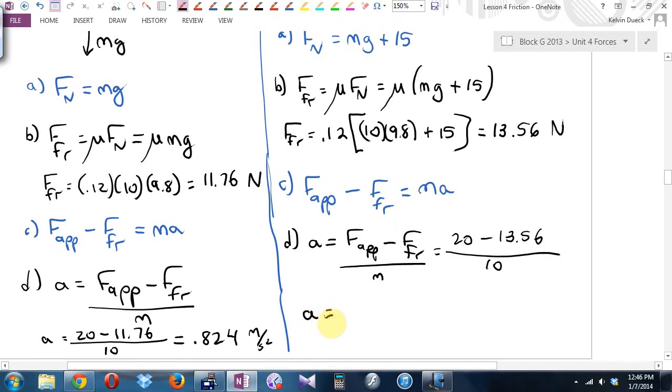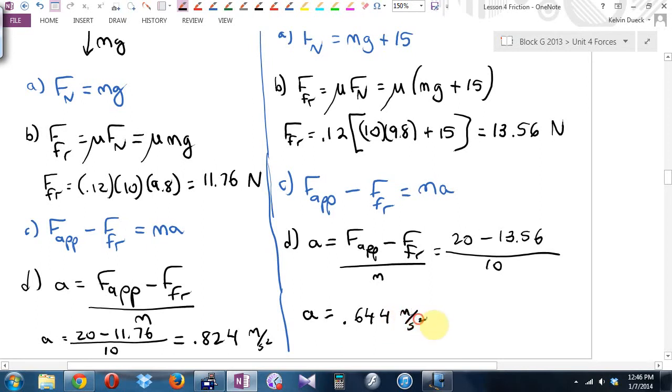Now this I can do in my head because 20 take away 13 is 7, take away 0.5 is 6.5, take away 0.6 is 6.4, so 0.644. It's really just dividing by 10. It's nowhere near as tough as it sounds. Units. It's acceleration.